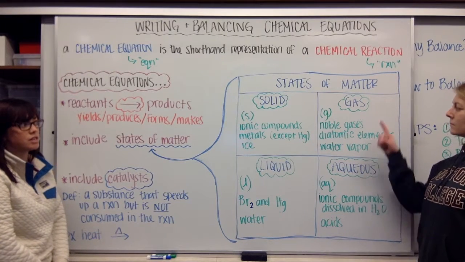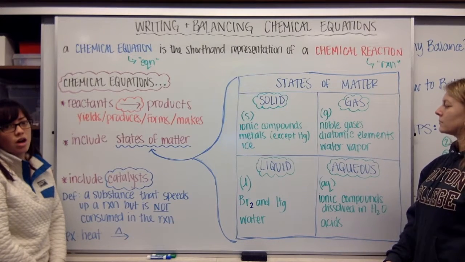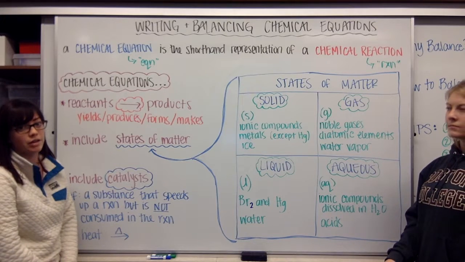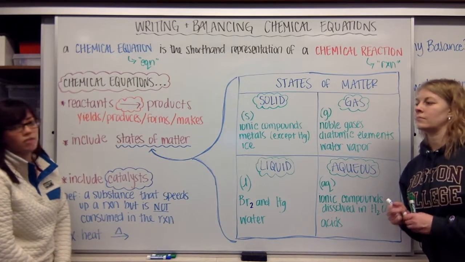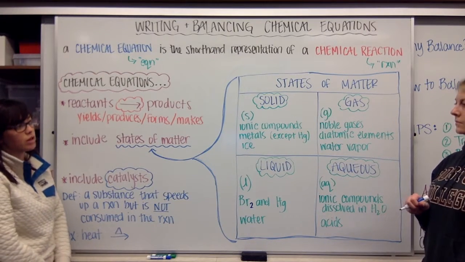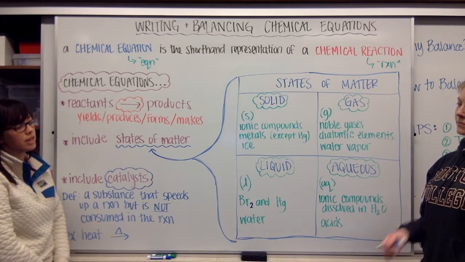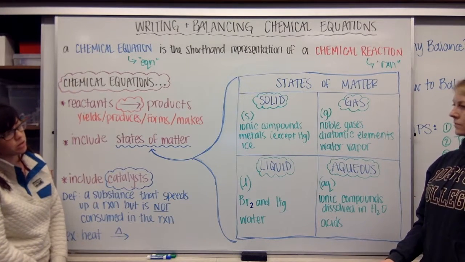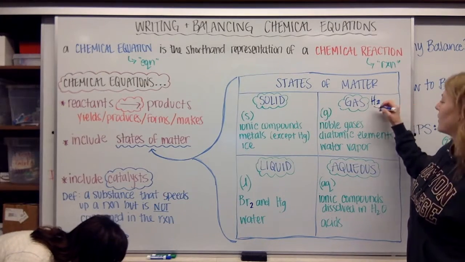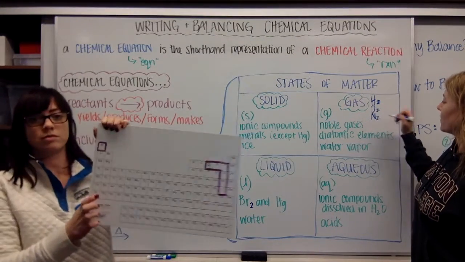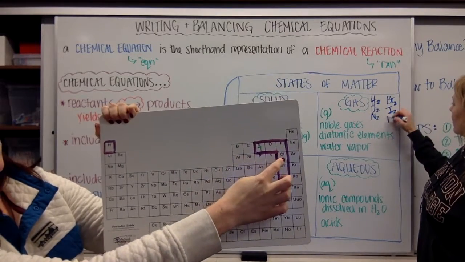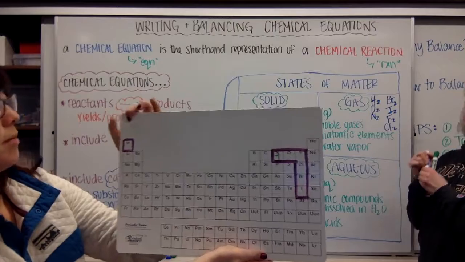And lastly, we have our gases. Our gases are going to be all of our noble gases, and our 7 diatomic elements are always represented in a gaseous form, and also water vapor, which we sometimes refer to as steam. Same thing. So as you can see, water can be found in any state in the equations we're going to be looking at. And remember, those diatomic molecules are hydrogen, oxygen, bromine, iodine, chlorine, and nitrogen.